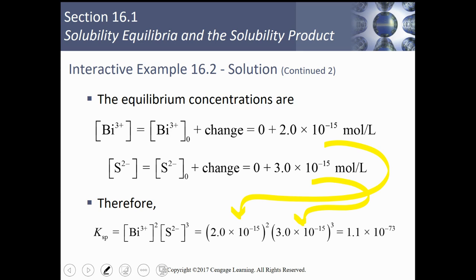In your ice chart, those are your equilibrium concentrations. So we're just plugging in for K. And then our final answer would be 1.1 times 10 to the negative 73. So we know that when Ks are very small, this is not a very soluble ionic compound.